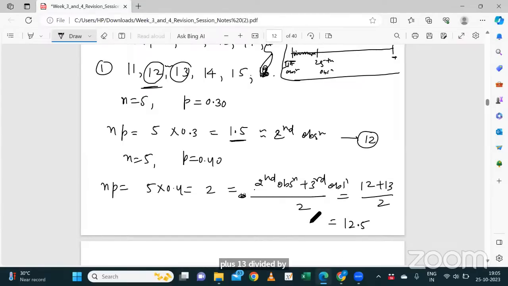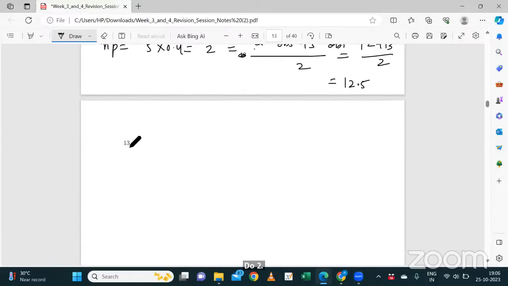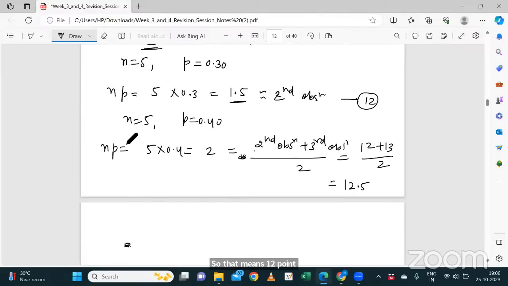Is the rough idea okay for everyone? Sir, can you explain the second one again? Okay, let me clarify it. So n is 5, p is 0.4, so the value of n into p is 2. This value can be an integer or not an integer, right? Here it is an integer value. If it's an integer value, then we have to take the average of the NPth and NP plus 1th observation. NP means 2, NP plus 1th means third. So we have to take the average of the second and third observation.